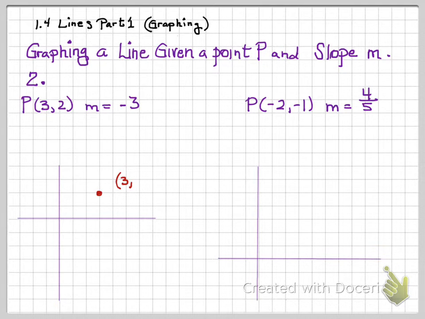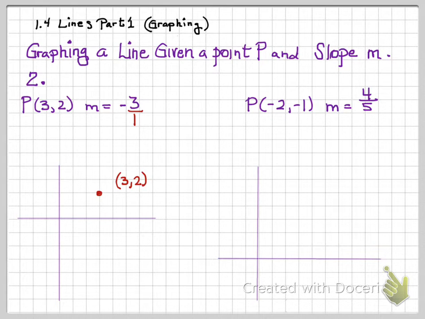And now we're going to apply this slope. So this -3 slope here, what you're going to do is change this into a fraction. How do you change a whole number into a fraction? Put a 1 underneath it. Now, these numbers give you direction.